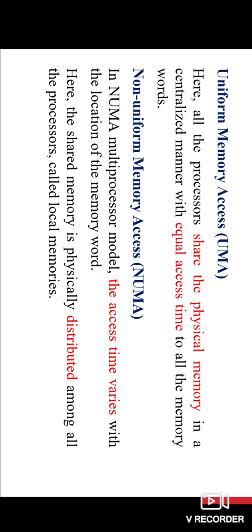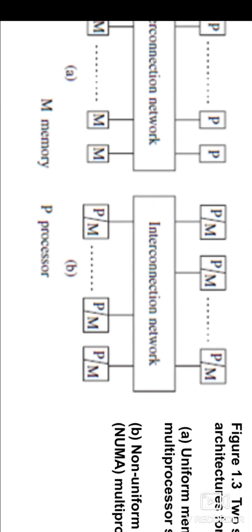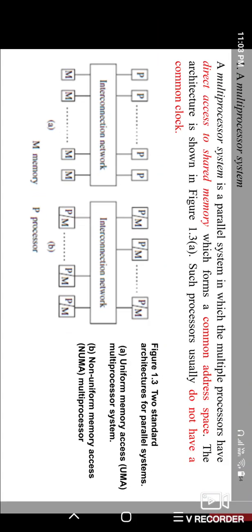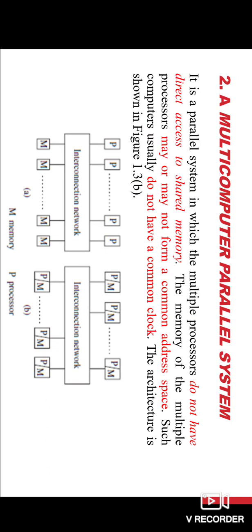Whereas in the non-uniform memory access model, the access time varies. It depends upon the location of the memory word. Here, the shared memory is physically distributed among all the processors, called local memories. See figure B. Each processor comprises its own local memory, and since the memory location varies from one processor to another, the access time also varies. So that's why it's called non-uniform memory access.